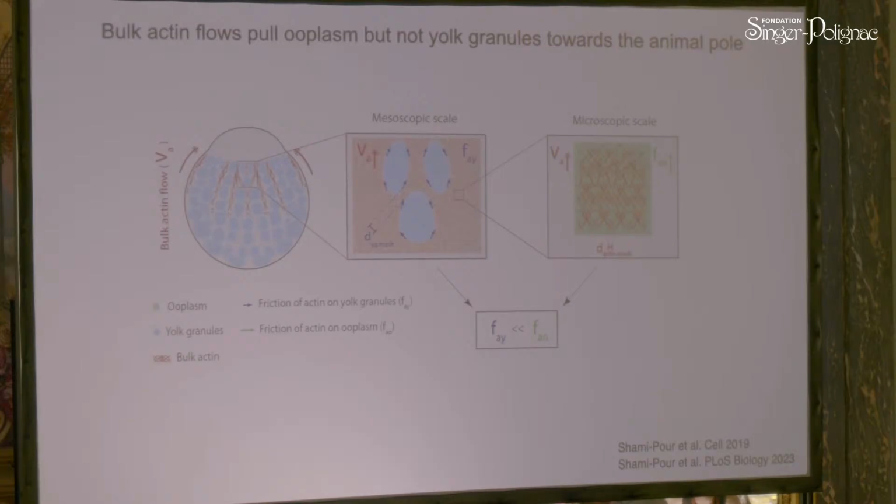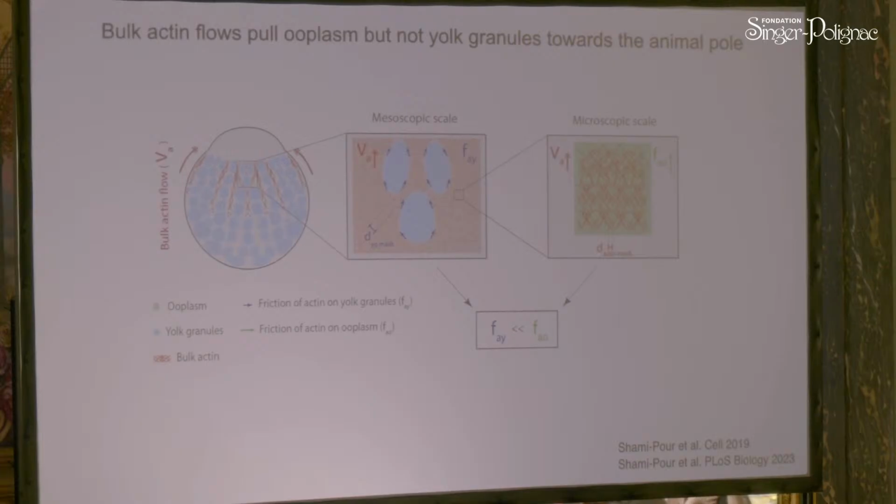And the idea is that once you have an actin network flowing in a specific direction, it can take along either the yolk granules or the ooplasm. But the interface to the ooplasm is much, much larger than the interface to yolk granules, because yolk granules are very large objects. So you have a very large interface to ooplasm and a smaller interface to yolk granules. This would translate into something which you might call differential friction, where the actomyosin network takes preferentially along the ooplasm and leaves behind the yolk granules.